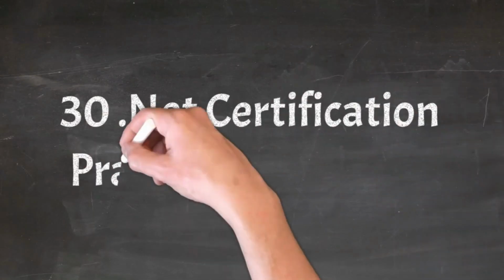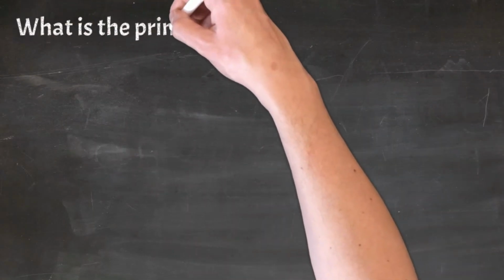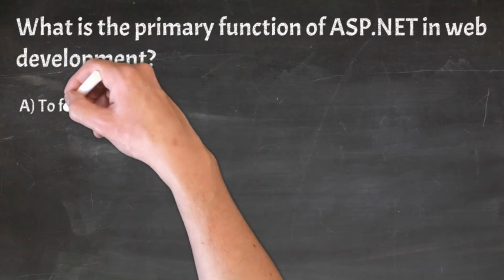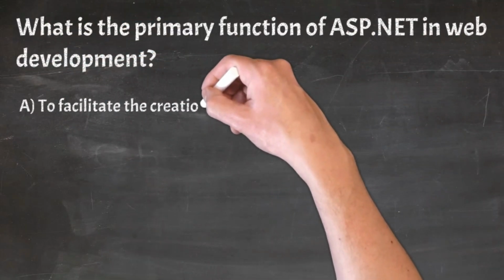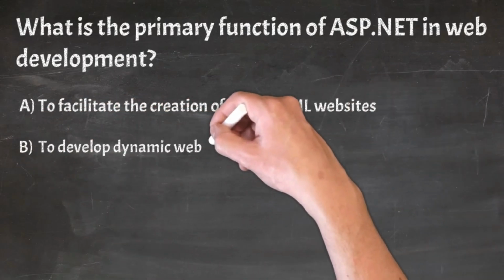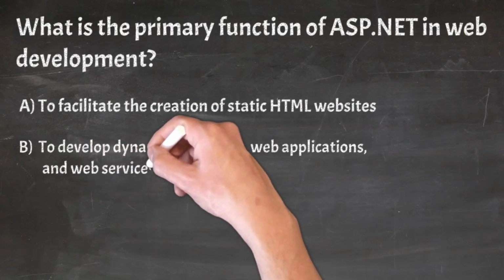30 .NET Certification Practice Questions. Question 1. What is the primary function of ASP.NET in web development? A. To facilitate the creation of static HTML websites. B. To develop dynamic web pages, web applications, and web services.